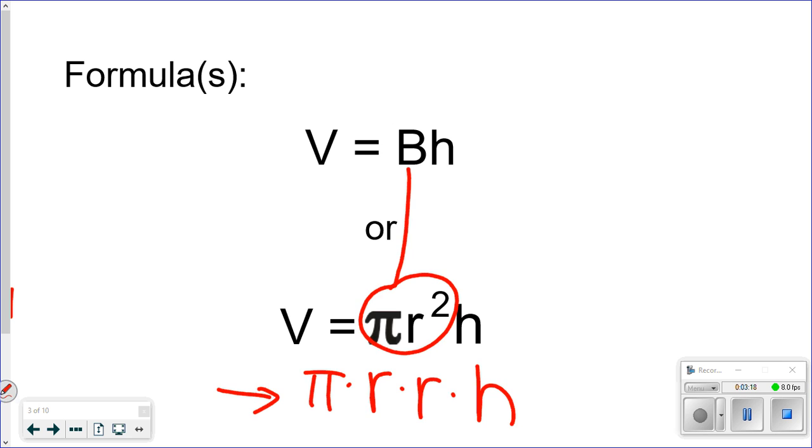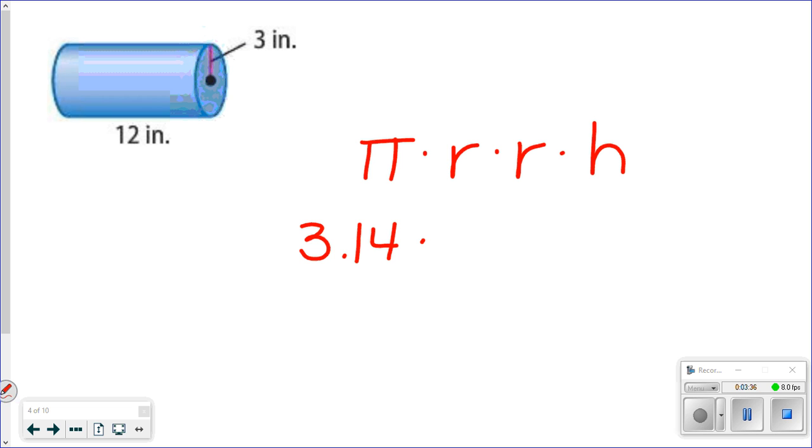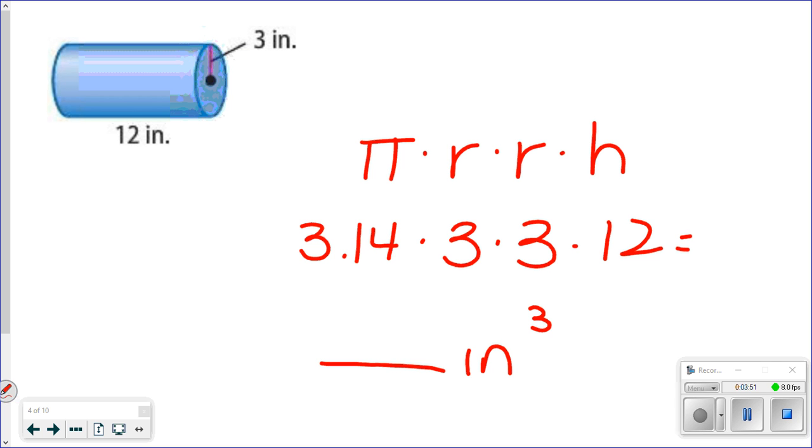All right, let's do some practice, shall we? All right, so here's my cylinder. If I were you, what I would do is I would write out my formula so I can see everything that I need to fill in. Okay, so I know pi is 3.14. What's my radius to this? 3 times 3. My height of the whole thing, if I stand it up, how tall it is, it's 12. Now when you get your answer, it's still going to be inches cubed. Don't forget about that. Inches cubed.